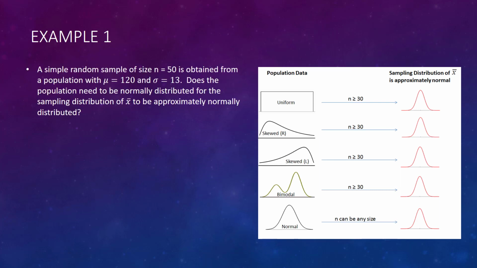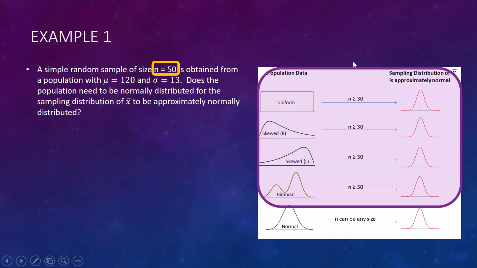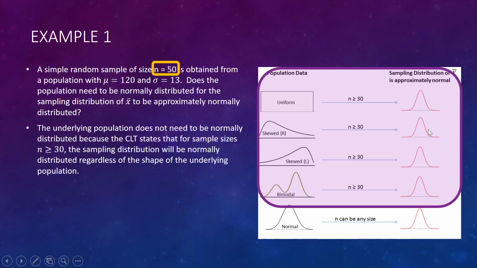A simple random sample of size n equals 50 is obtained from a population with a mean of 120 and a standard deviation of 13. Does the population need to be normally distributed in order for the sampling distribution of x bar to be approximately normally distributed? The key here is our sample size. Since our sample size is larger than 30, it doesn't matter what the shape of our population is because our sampling distribution is approximately normal for sample sizes larger than or equal to 30.